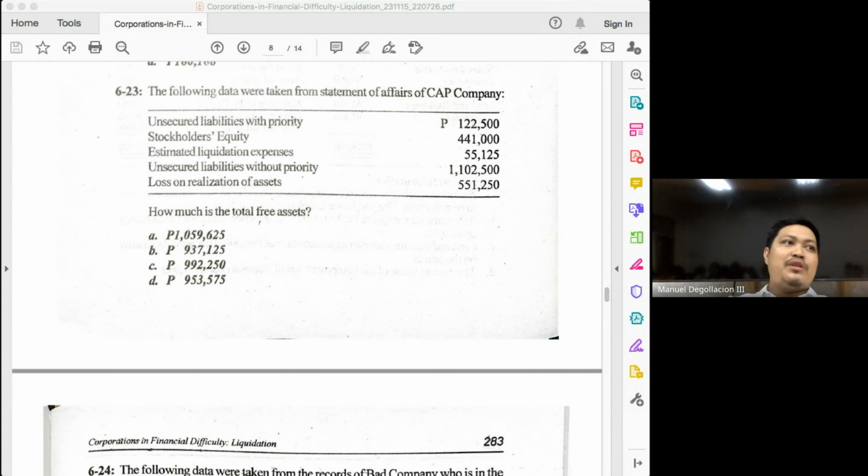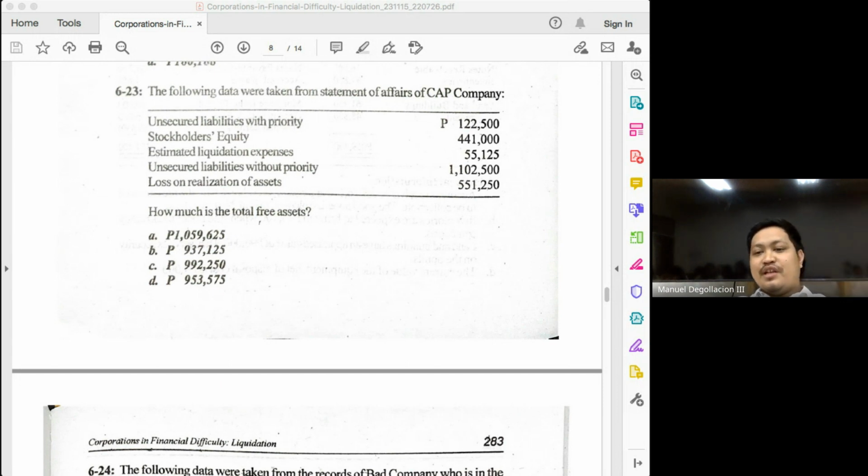Our equity now, this time in negative amount, will be how much? 165,375. And that will be our negative equity. And what did we say about our negative equity, class? It will serve as our amount of deficiency. And who shoulders, or who will feel the weight of the deficiency, class? It will be your unsecured without priority.